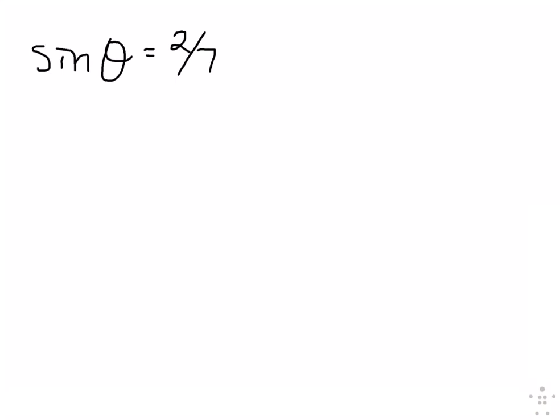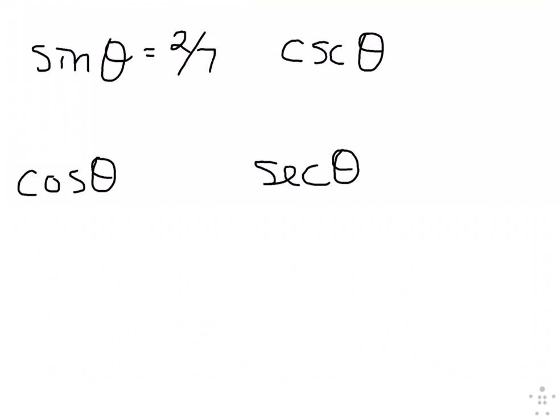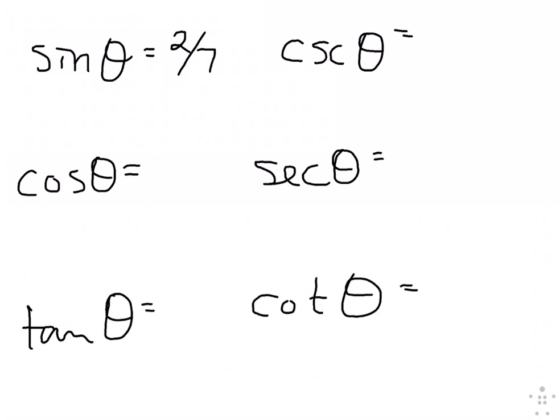Okay? Then you need to find me the cosecant, the cosine, the secant, the tangent, and the cotangent. So if I just filled that in right now, I would have 1 out of 6, which isn't very good. So let's fill in some other pieces.